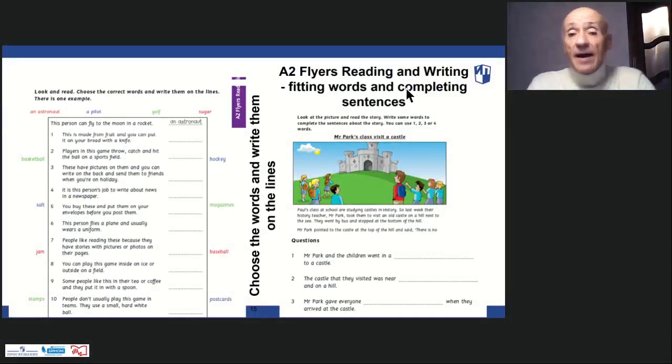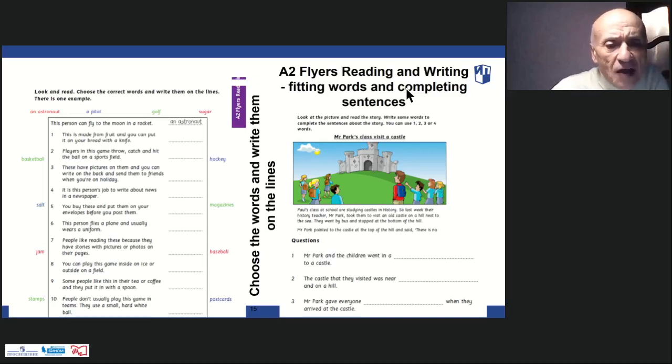Another thing, reading and writing, fitting words and completing sentences. This is what we call a cloze test, cloze procedure. First of all, another task on the left. Look and read, choose the correct words and write them on the lines. There is one example. This person can fly to the moon in a rocket. He's an astronaut.